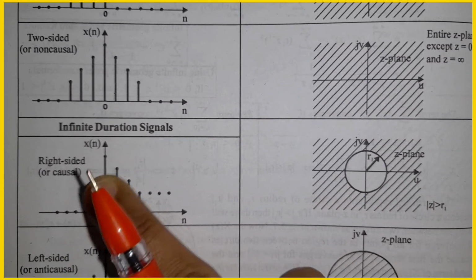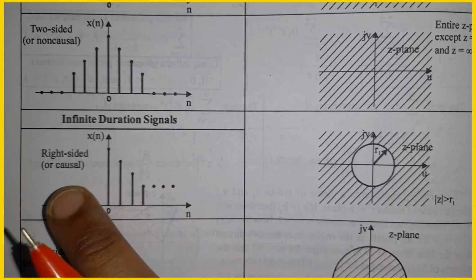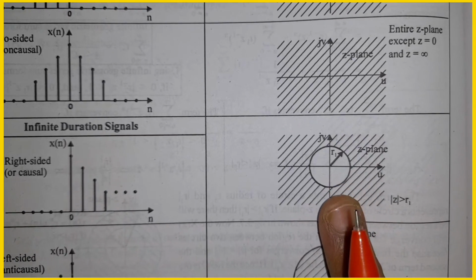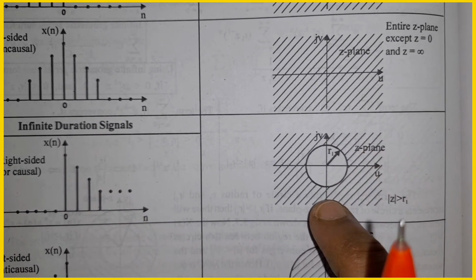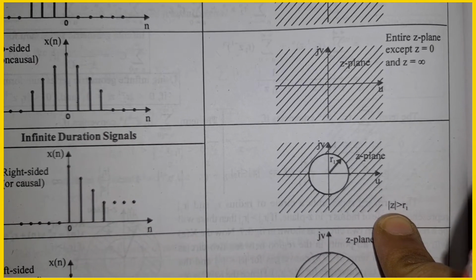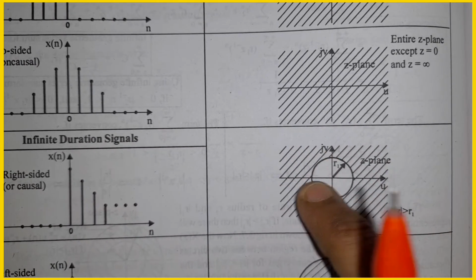Another one is the infinite duration signal. Likewise for finite duration, it also has the right side. If a right side signal is present, it means the region of convergence is greater than R in the Z plane. So all the portions will be smaller.